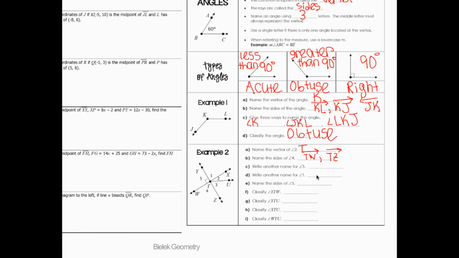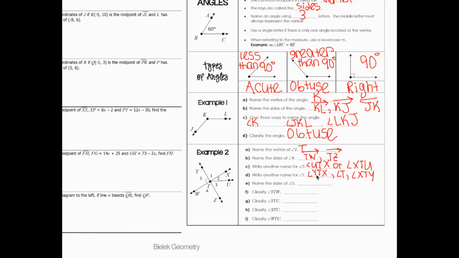Write another name for angle 3. So I can't say angle T because that's not specific enough since there's a bunch of angles that have T as the vertex. But I could say like angle UTX or angle XTU. Write another name for angle 1. So angle 1 is going to be angle YTX, could also be angle XTY.